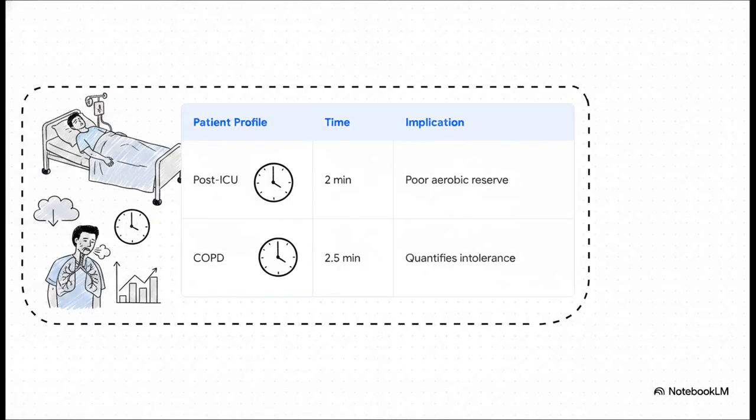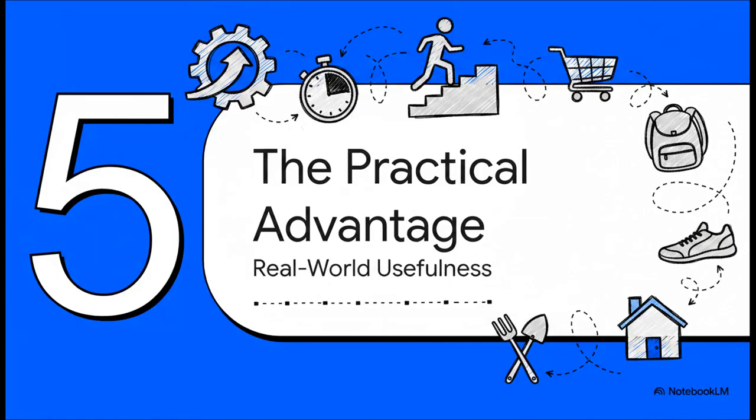And look at these two examples. A patient who just got out of the ICU can only last 2 minutes. Right away, that tells us they have a very poor aerobic reserve. Or how about a patient with COPD who has to stop at 2.5 minutes because they're out of breath? This test gives us a hard number that quantifies their exercise intolerance, which is so valuable for planning their therapy. And all of this really points to the test's single greatest strength, its practical advantage out in the real world.